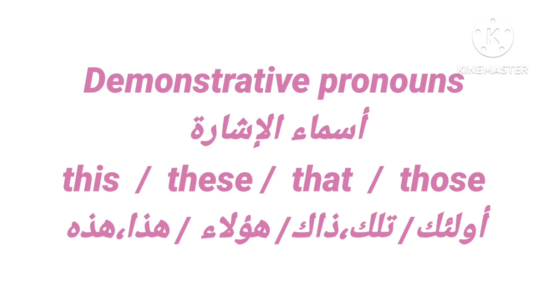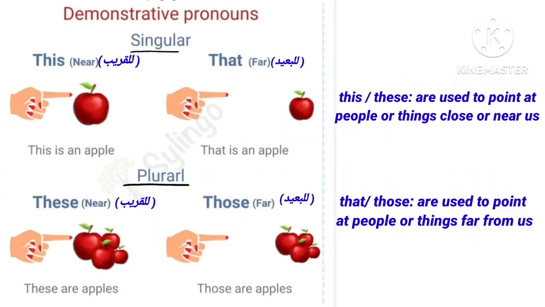Today's lesson is about demonstrative pronouns. This, these, that, those. The demonstrative pronouns this and these are used to point at people or things that are close or near us. An example: this is an apple. These are apples.